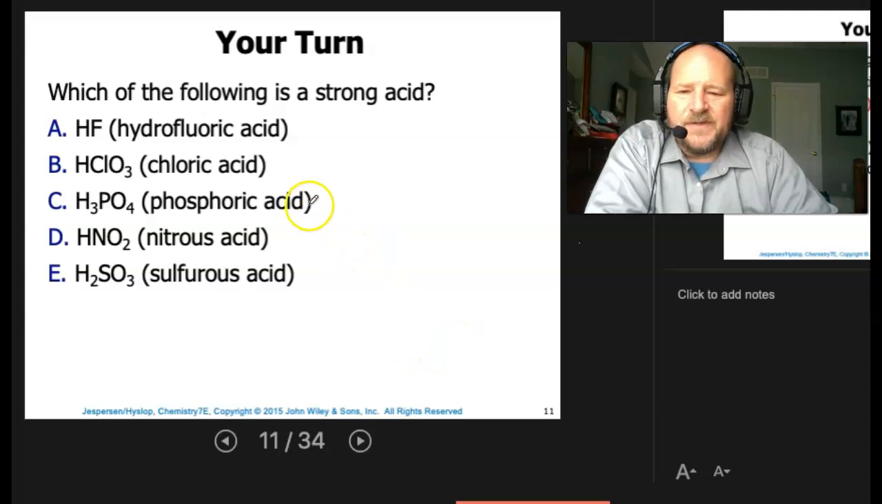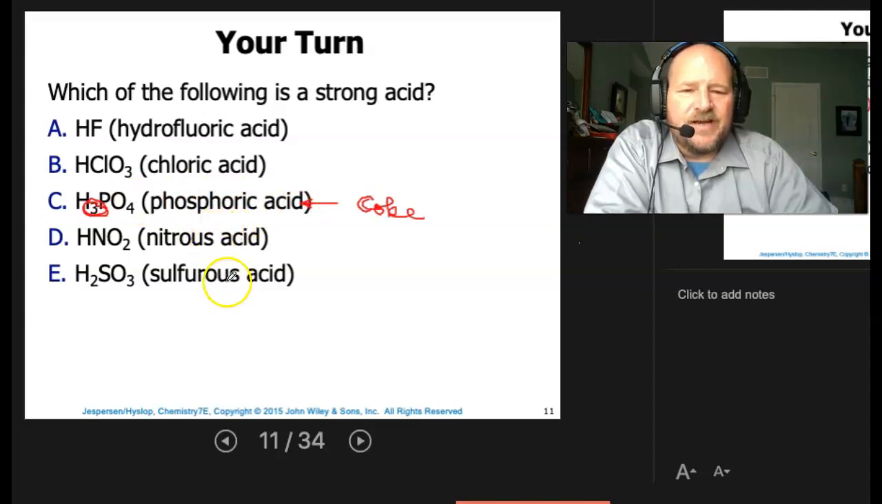One that always trips people up is phosphoric acid. They see that H3 and they just feel like it has to be a strong acid. One way to remember this is actually found in Coke. Okay, so Coca-Cola, Coke, phosphoric acid is in there.